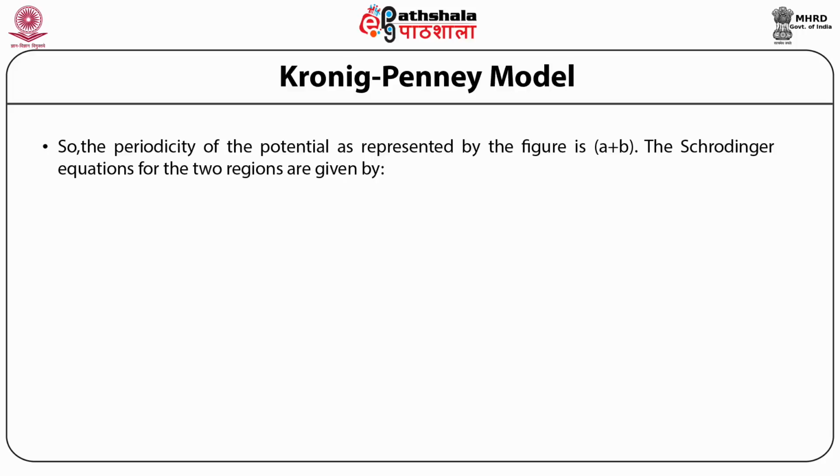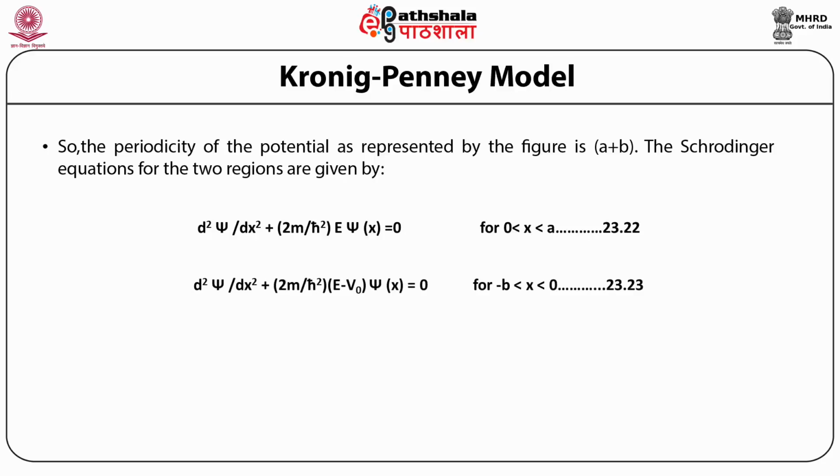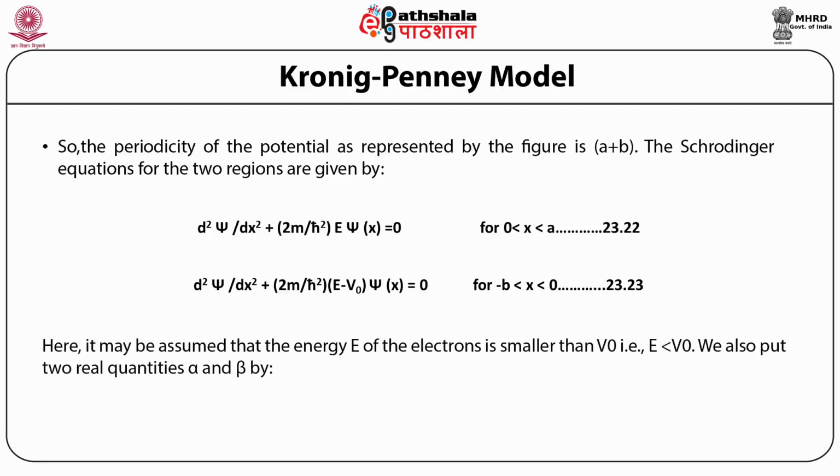The Schrödinger equations for the two regions are given by d2 psi by dx2 plus 2m by h cross square into capital E psi of x equal to 0 for 0 less than x less than a, represented as equation 23.22, and d2 psi upon dx2 plus 2m by h cross square into (E minus V0) into psi of x is equal to 0 for x lying between minus b and 0, as given by equation 23.23. Here it may be assumed that the energy E of the electrons is smaller than V0, that is, E is less than V0.